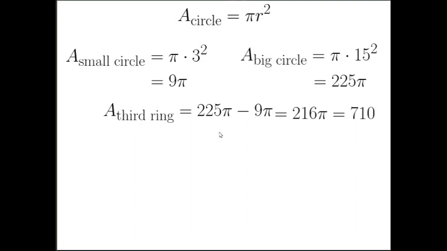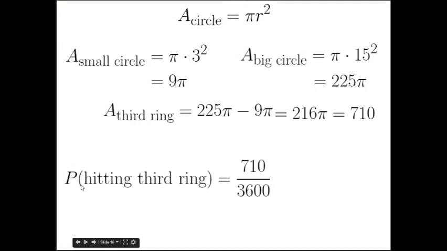So now that we've found the area that we're looking for, the area of that third ring, which is 710, I'm going to plug that into my equation. This is the region that we're interested in, so that goes in my numerator, and in my denominator I put the total area, which was the area of that square, which was 3,600. So the probability of hitting the third ring is going to be 710 over 3,600. And when I divide those two, I get 0.197. So the probability is right around 19.7% of hitting.